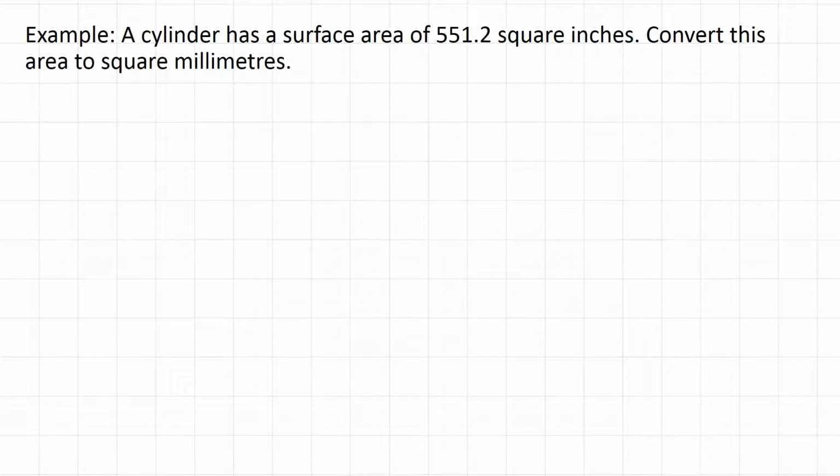I'll show you one more example here where we have to do a 2-step unit conversion. So we want to go from 551.2 square inches into square millimeters. So I'm going from square inches into square millimeters, but I can't do that directly. So I'll have to go into centimeters squared first and then into millimeters squared.